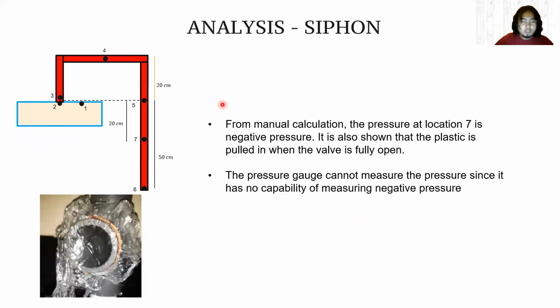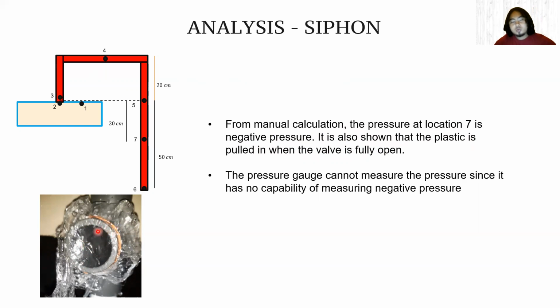From the experiment and from the manual calculation, the pressure at location 7 is negative pressure. It is also shown that the plastic is pulled in when the valve is fully open. Like shown in this picture, when the valve in the siphon is fully open, this plastic here is pulled in.